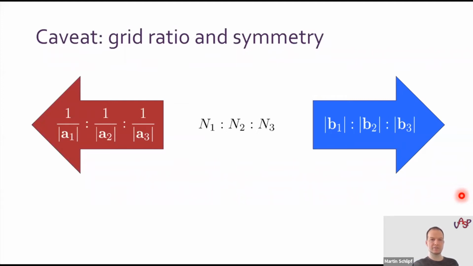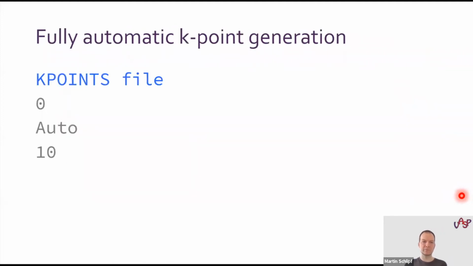Okay, so now let's go more into the practical details of how we actually set up these K-point meshes for VASP. Essentially, the K-point meshes are set in a KPOINTS file. This is just a text file where the first line is a comment line. Then in the second line, you specify how many K-points you want, where 0 means that you choose an automatic generation. How this automatic generation works depends on the next line.